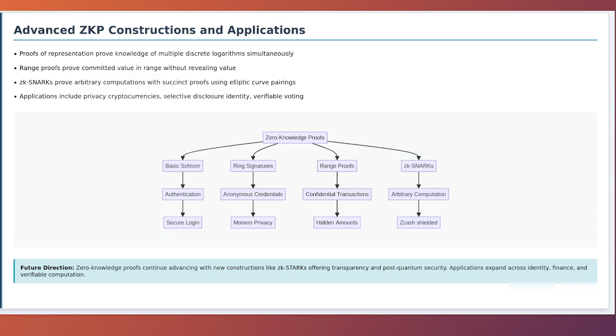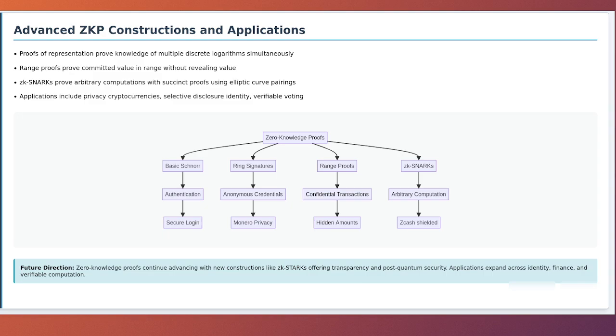Proofs of representation allow proving knowledge of multiple discrete logarithms simultaneously. For example, proving knowledge of scalars k1 and k2 such that Q equals k1 times G1 plus k2 times G2, where G1 and G2 are different base points. This is useful in commitment schemes where you commit to a value using randomness, and later want to prove properties about the committed value without revealing it.